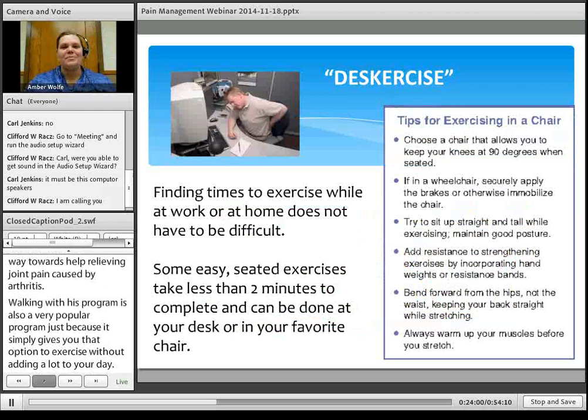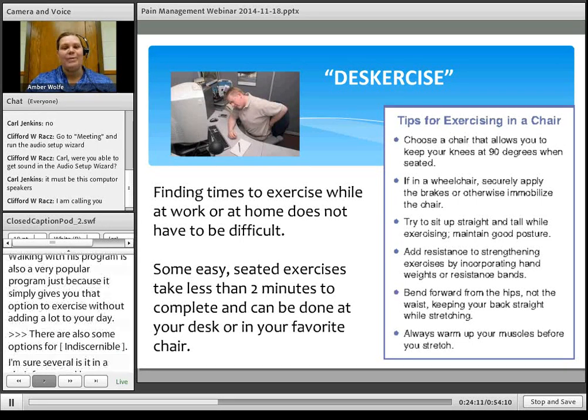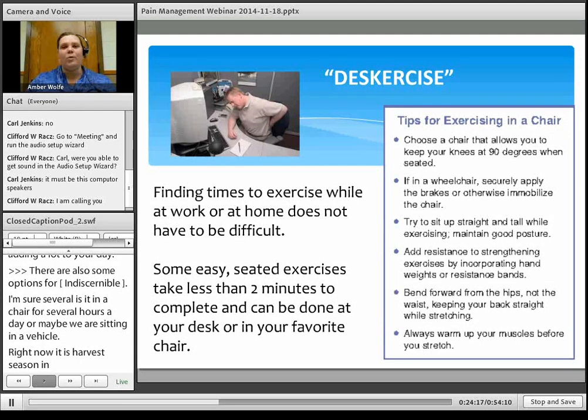There's also some options for deskercise. Several of us, I'm sure, sit at a chair several hours a day, or like I said, maybe we're sitting in a vehicle. Right now it's harvest season in Indiana before the snow hit, so we've had people sitting in trucks for hours waiting in line at the grain elevators, and it's very easy for your joints to get stiff and for your lower back to start hurting.